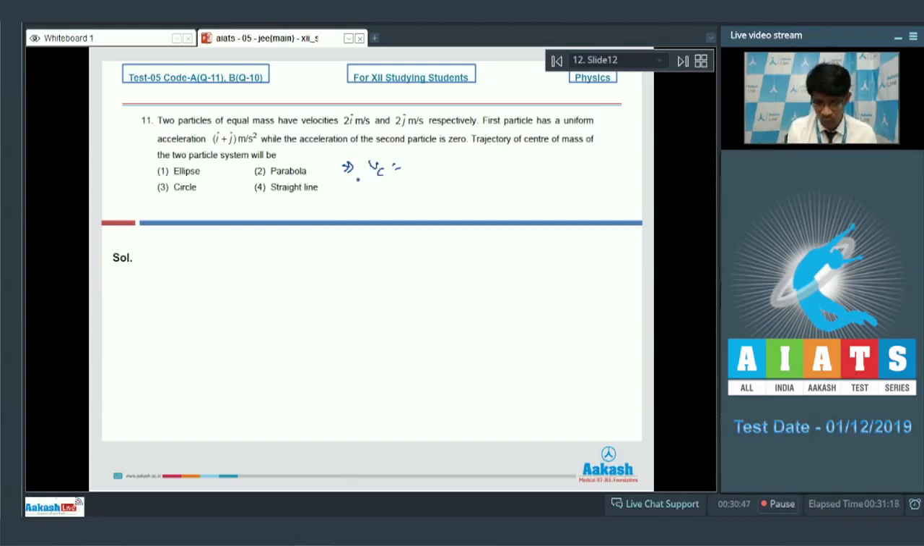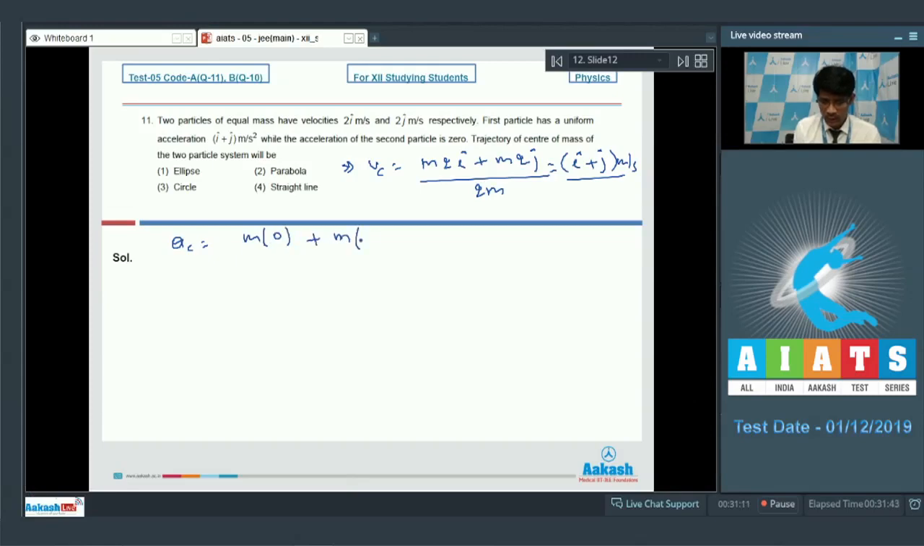So the velocity of the center of mass would be m1 v1 plus m2 v2 divided by 2m, that is m times 2i plus m times 2j divided by 2m. So it is i plus j meter per second, that is the velocity of the center of mass. Now the acceleration of the center of mass is m1 a1 plus m2 a2, with a2 being 0, that is m times (i plus j) divided by 2m. So we are getting the value to be equal to (i plus j) divided by 2. This is the acceleration of the center of mass at the initial state.